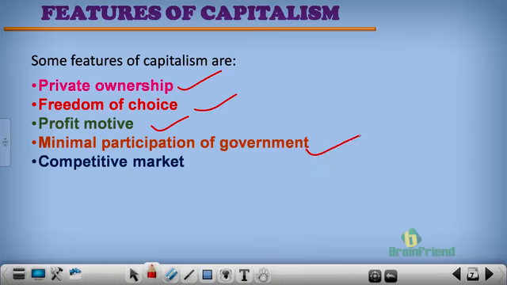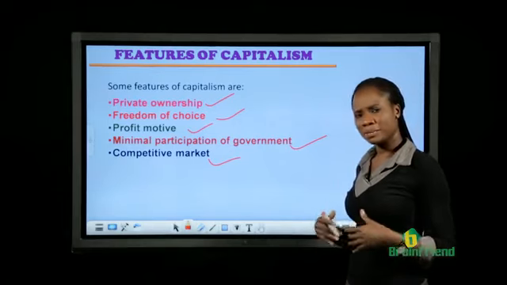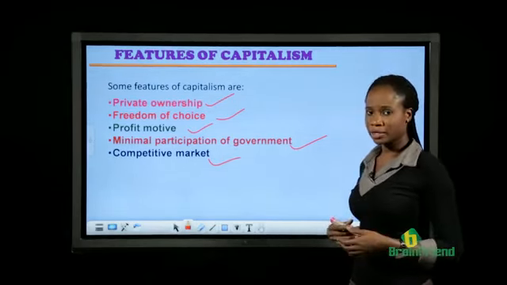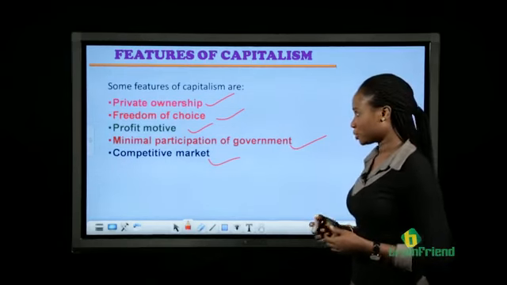And we also looked at government participation, which is very limited in a capitalist system, whereby the individuals have the upper hand and more control of the means of production than the government. However, we still saw some roles of the government which are indeed minimal. And finally, we looked at the competitive market, where we said capitalism deals with a free market system and as a result brings about competition amongst different producers selling or offering similar products.